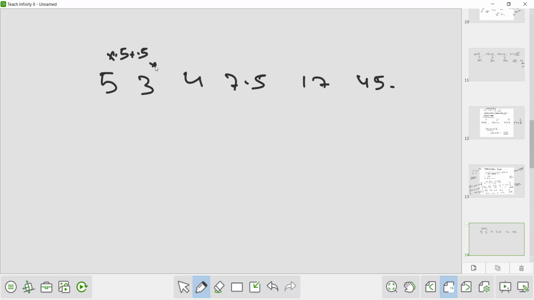So here into 1 plus 1. Here it will be into 1.5 plus 1.5. Here it will be into 2 plus 2. Here it will be into 2.5 plus 2.5. Like this. So here it will be into 3 plus 3.